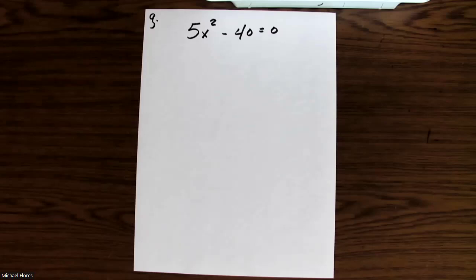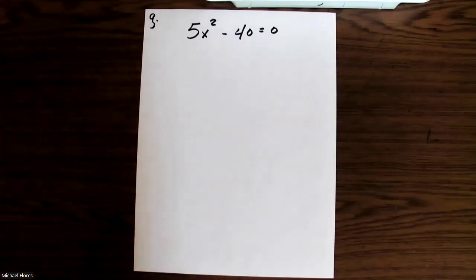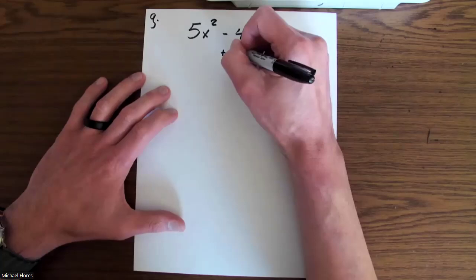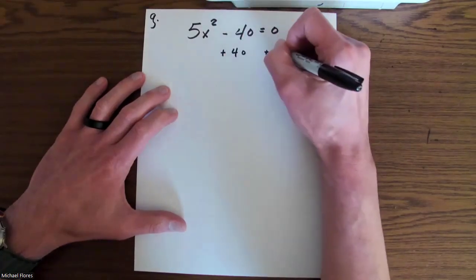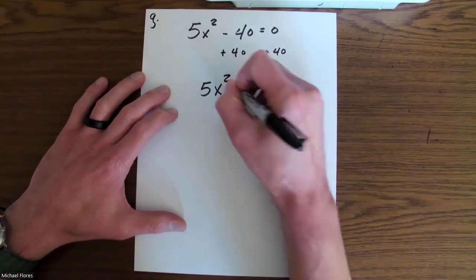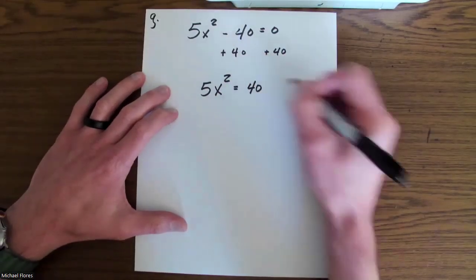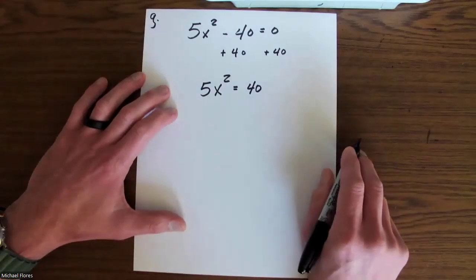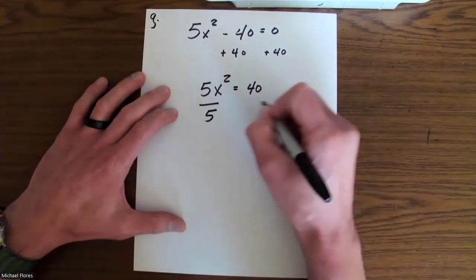Example G, 5x squared minus 40 equals 0. This scenario here, we could start by adding 40 to both sides. And the goal is to try and get x all by itself. Well, we have to get rid of that 5 next.